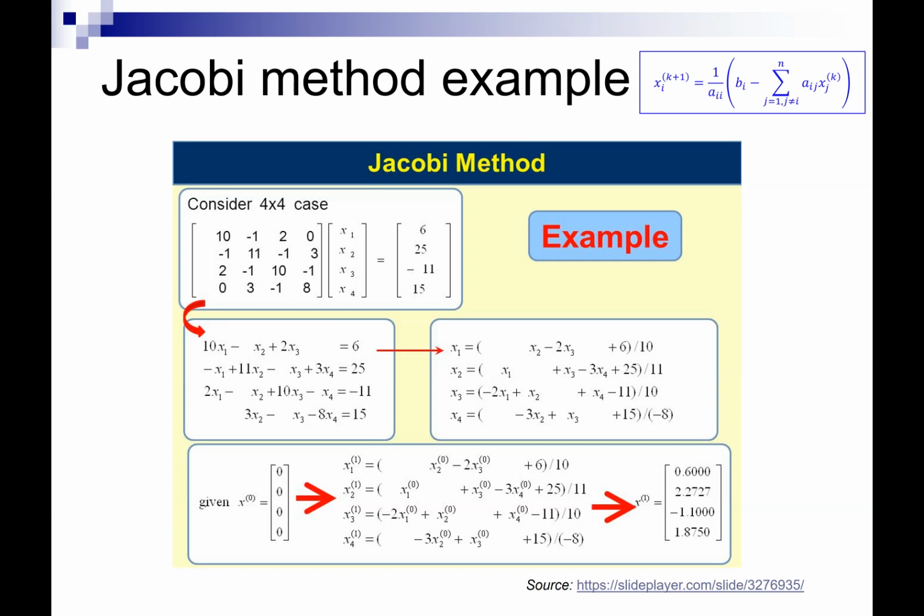So for example, if you start with x being all zeros, then if you multiply by the L plus R matrix, you get this thing over here. Then if you divide by these diagonal elements, you get these values over here. So that's one iteration of this iterative algorithm. You start with all zeros, and then you get a new estimate for x.